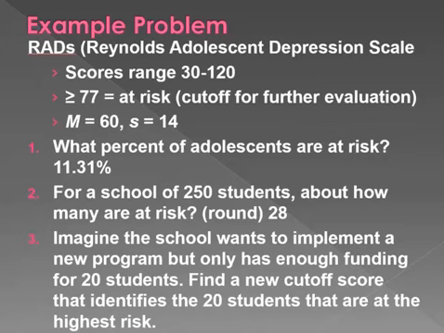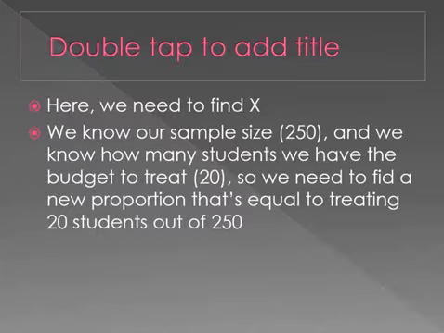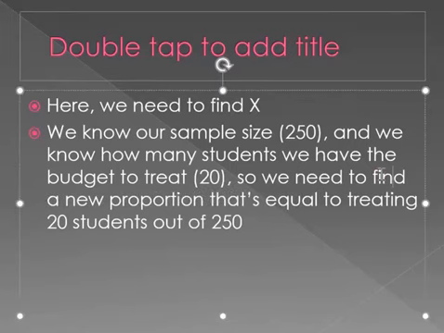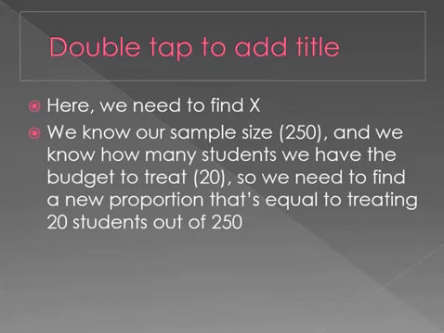So this is going to involve a few steps here. And really the thing that we're trying to do here is kind of solve for x. We know our sample size is 250, and we know how many students we have the budget to treat, which is 20. So we need to find a new proportion that's equal to treating 20 students out of 250. So like I said, we need to find x. Well, how would we do that?